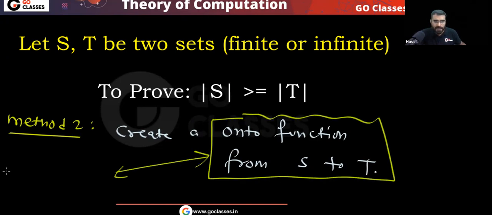If there exists an onto function from S to T, what does that mean? If there exists an onto function from S to T, that means S cardinality is greater than or equal to T cardinality. Okay, you can say this. So very simple. Are you comfortable with all these points?